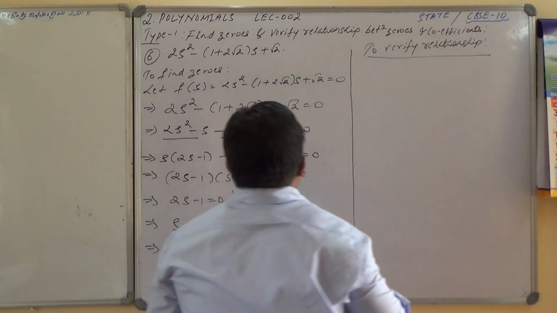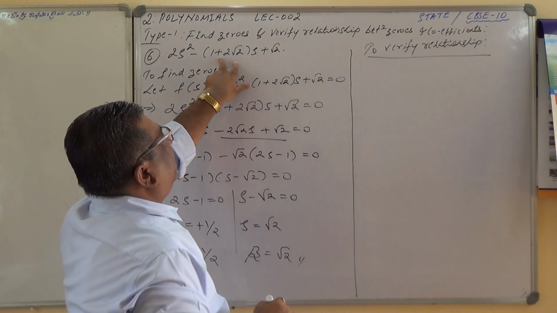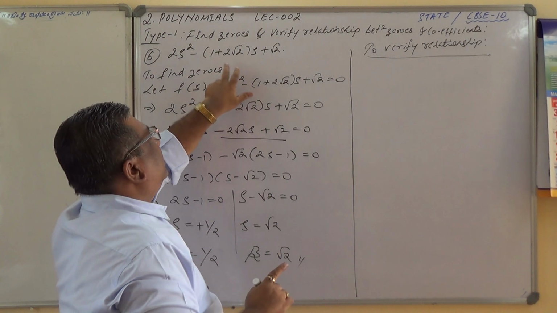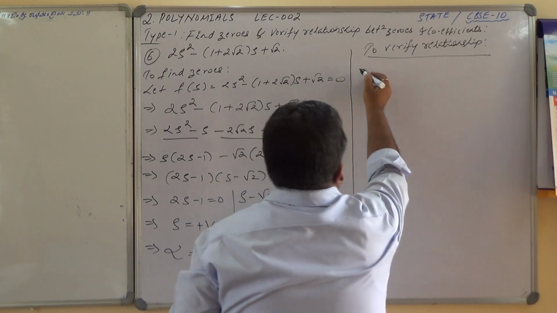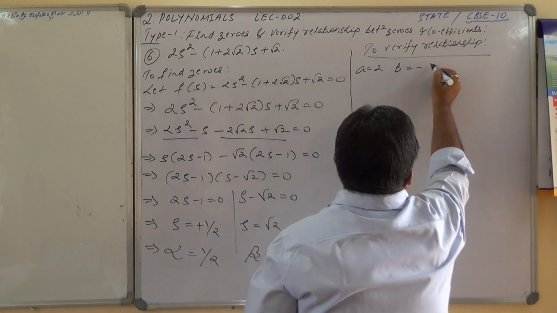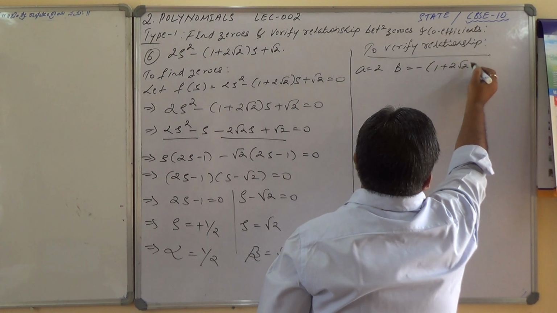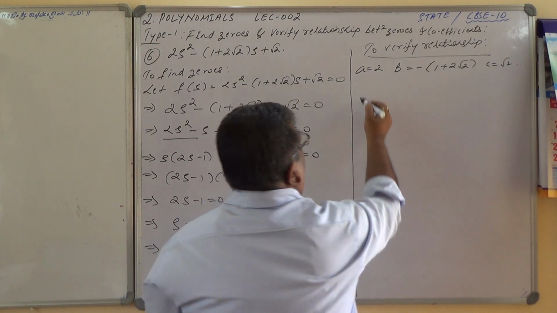What to do? a, b, c, I will populate the values over here. It is s here, so the entire thing will be a coefficient. Very important: this entire thing is a coefficient. a equals 2, b equals minus of 1 plus 2 root 2, and c equals root 2.